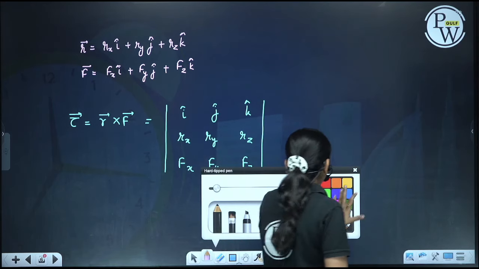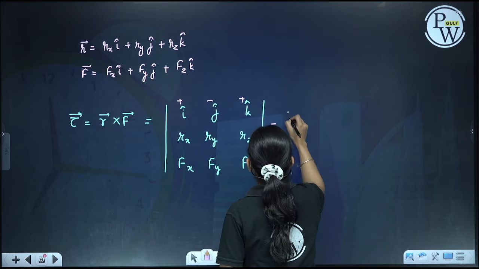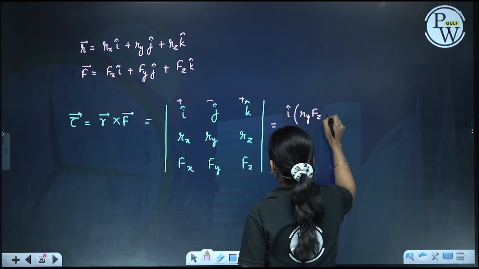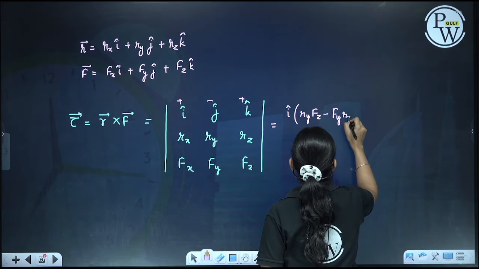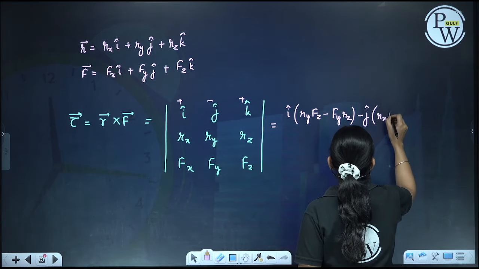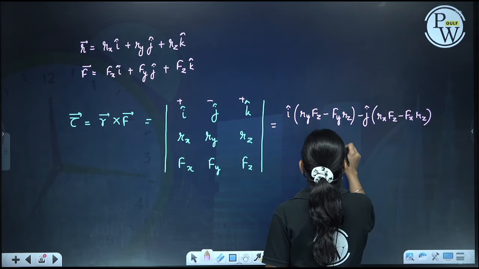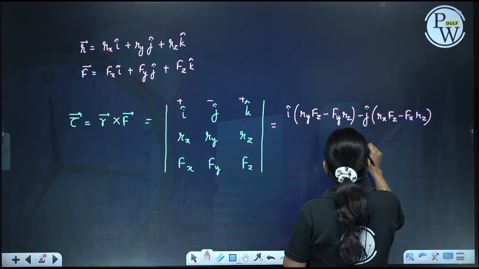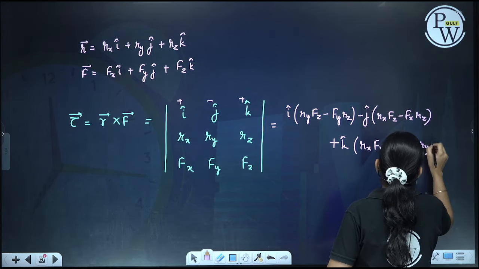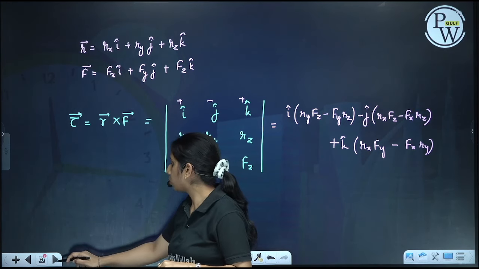Now expand it. Simply write plus minus plus. So this will be equal to i cap into (Ry Fz minus Fy Rz), minus j cap (Rx Fz minus Fx Rz), plus k cap into (Rx Fy minus Fx Ry). So this is how we calculate torque in rectangular components. This is all about torque.